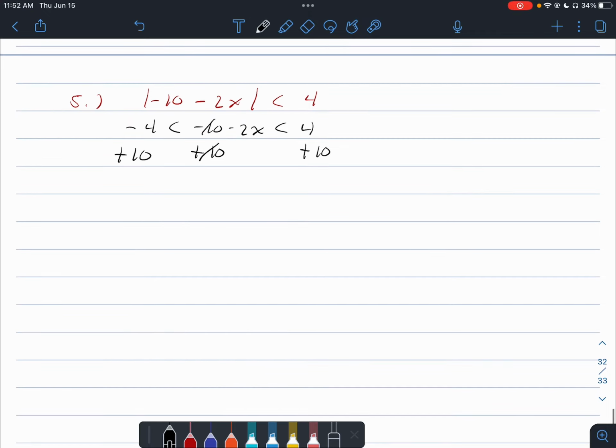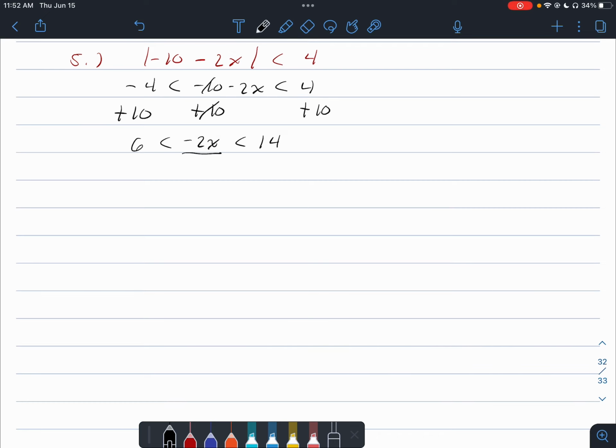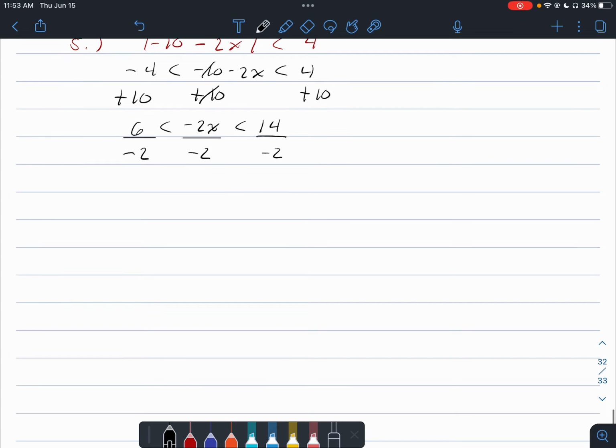So these will disappear, and we'll have -4 plus 10. That'll give us a +6 is strictly less than -2x, which is strictly less than +14. Now we can divide all sides by -2. And keep in mind here, we have to flip our signs. So we're actually going to have -3 is strictly greater than x, which is strictly greater than -7.